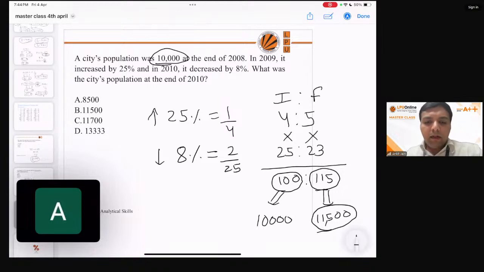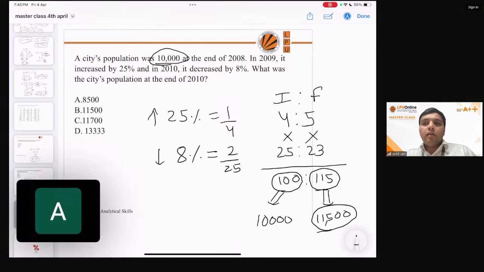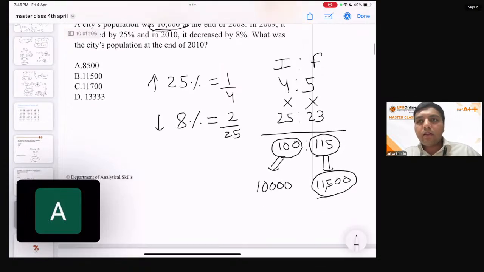I hope it is clear to you all. When the changes are simultaneous, you can multiply to find the net change. The answer is option B, 11,500. I hope it is clear to you. Okay, the next question.